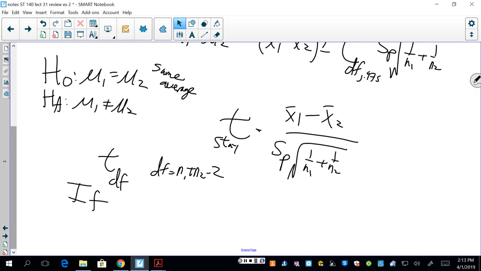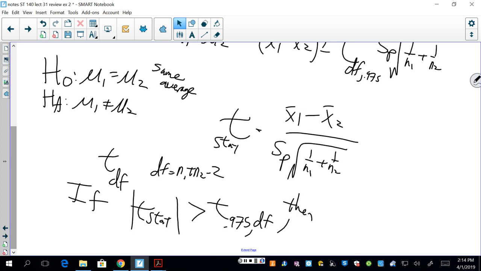So if our t statistic, I'll write the absolute value of that one. That means if it's bigger, or very much smaller than the negative one. If that's greater than the t 0.975 cutoff with that certain degrees of freedom, if it's extreme like that, then you reject the null hypothesis. And rejecting the null hypothesis means that you've concluded that the means are different.